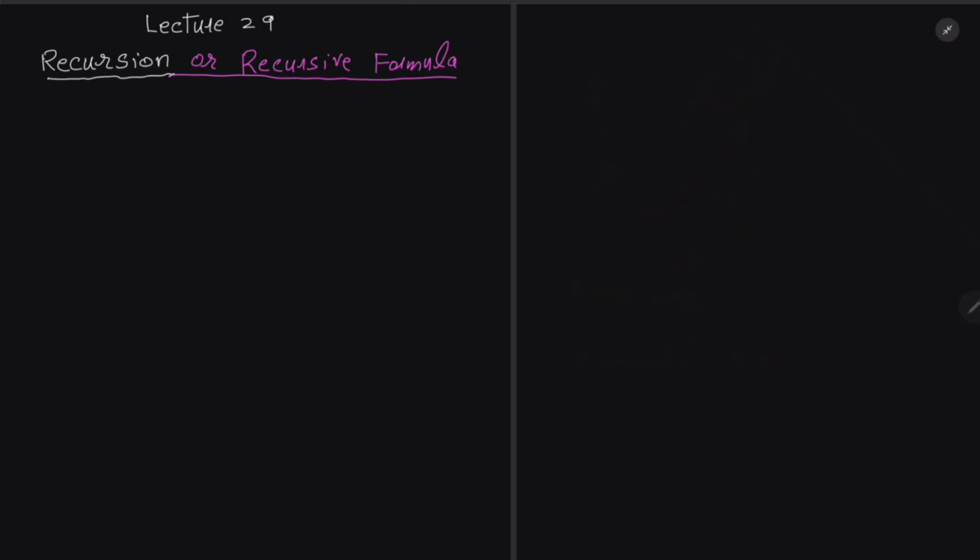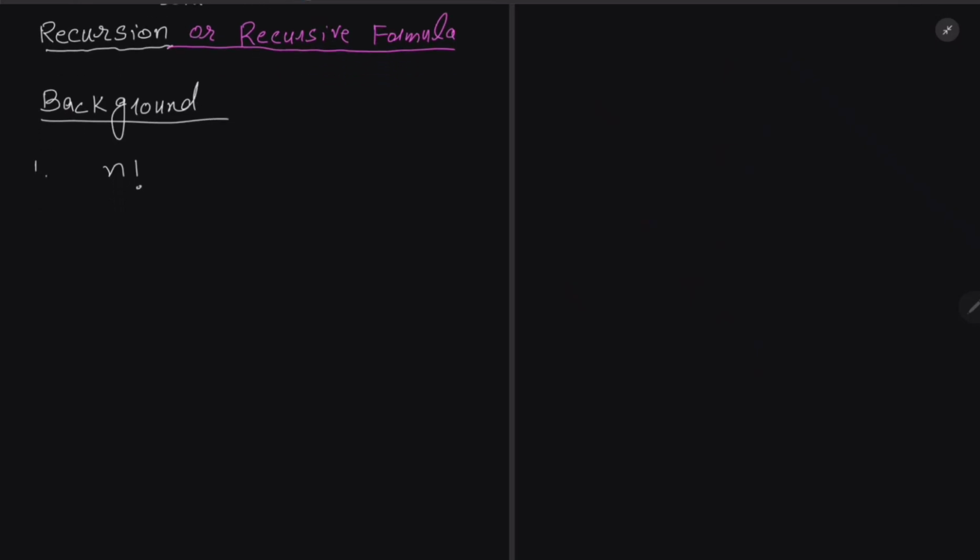So now let me write a mathematical way of recursive definition. We need some background on why we need a recursive formula. You know that we have a formula, n factorial. This n factorial is based on some base.